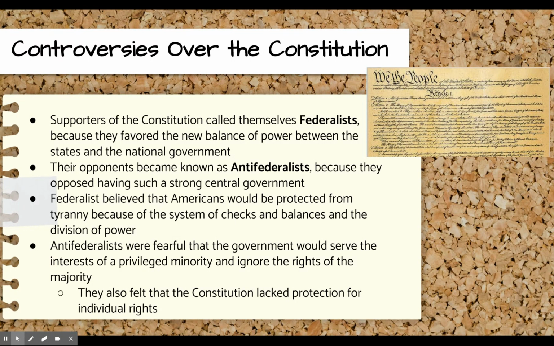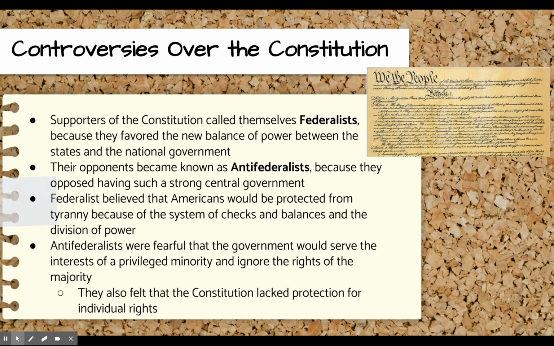So, some controversies over the Constitution. Supporters of the Constitution called themselves Federalists because they favored the new balance of power between the states and the national government. Their opponents became known as Anti-Federalists because they opposed having such a strong central government. Federalists believed that Americans would be protected from tyranny because of the system of checks and balances and the division of power. So they basically saw that the Constitution was perfect as it was.